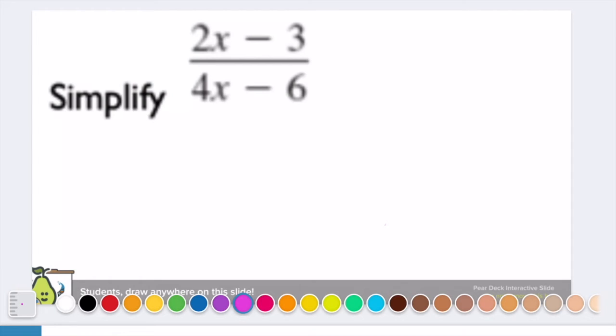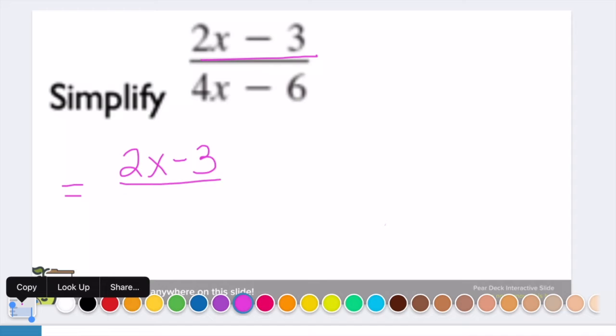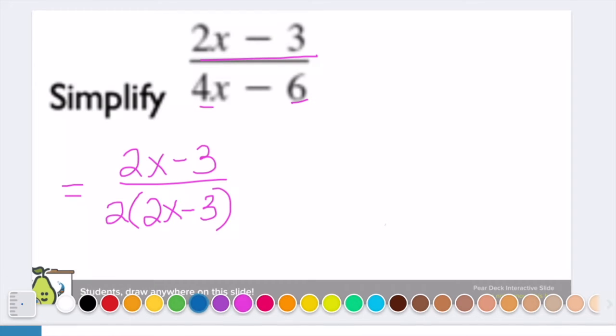Now let's consider this rational expression. So looking at the numerator, it is prime. There are no common factors. So 2x minus 3 is as factored as that will get. And then in the denominator, these two numbers are even. So 2 can factor out, we're left with 2x minus 3. So 2x minus 3 is going to cancel out the 2x minus 3. And so if you cancel anything out and there's nothing left, we're just left with a 1 in that space. So this will reduce to 1/2.